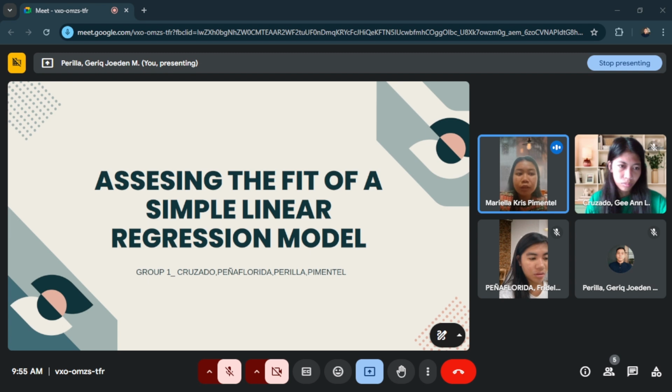So to begin with, we will be going to develop the intermediate calculations which is referred to as the sum of squares.